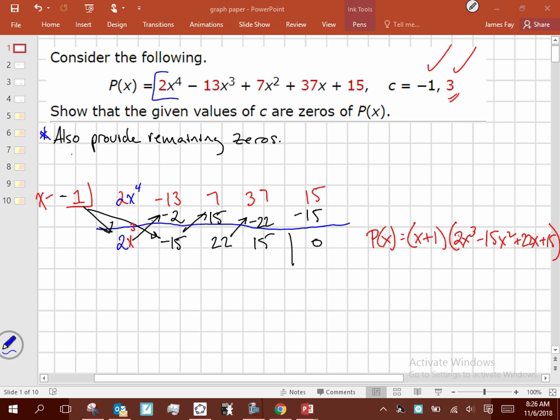Okay, so it's kind of dependent on your organization skills how you do these. I usually just rewrite the depreciated polynomial. That's what I'm calling this, the depreciated, because it's broken down, right? It's lesser degree than what we started with. But they say 3 is also a 0, or we want to check that 3 is also a 0. So basically all I do is see if that divides that thing.